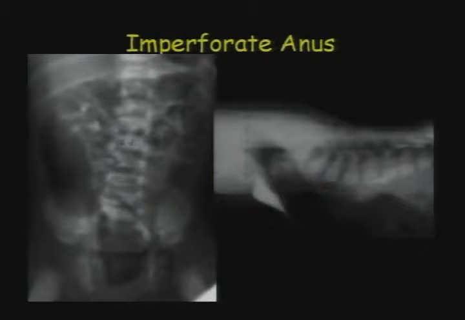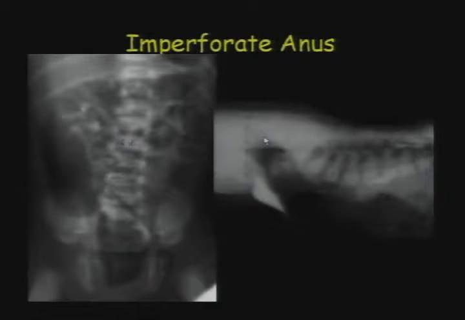Occasionally, some surgeons will want to know what you think the level of the imperforate anus is. This one is clearly low. You can see air coming all the way down, very low in the pelvis. But often there's meconium in there, and that sort of obscures your view.